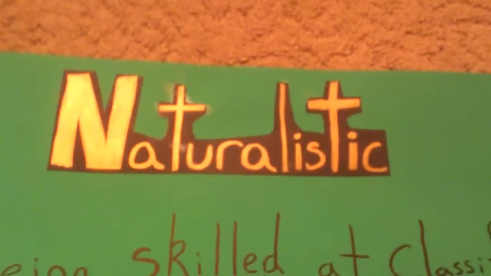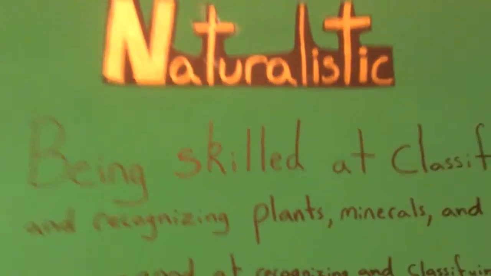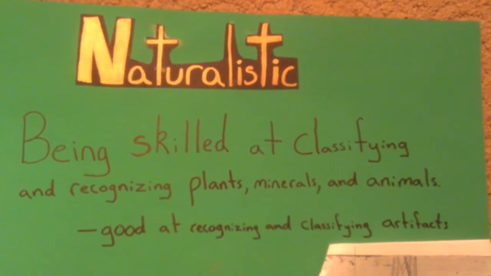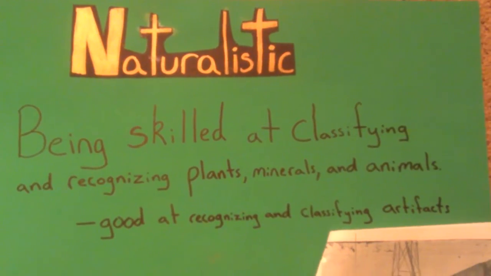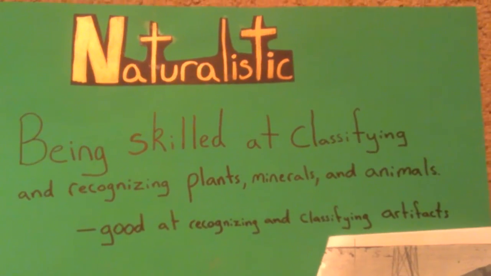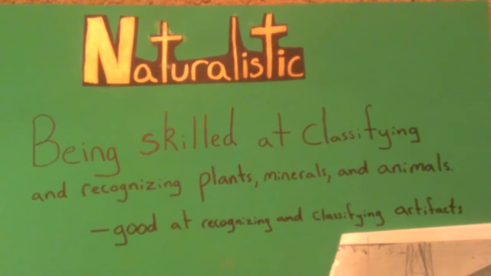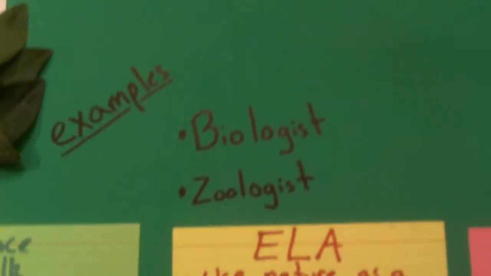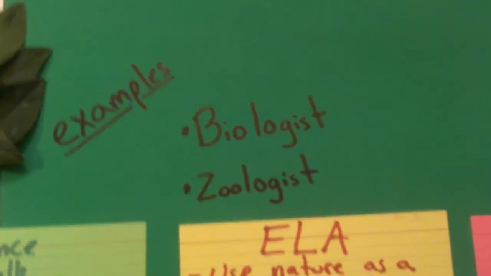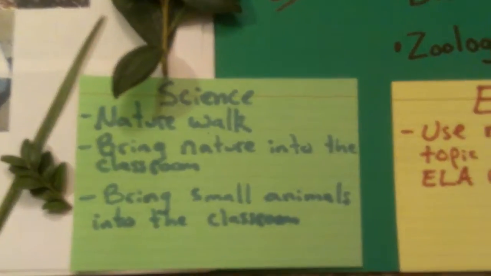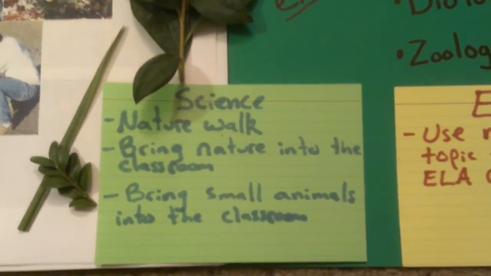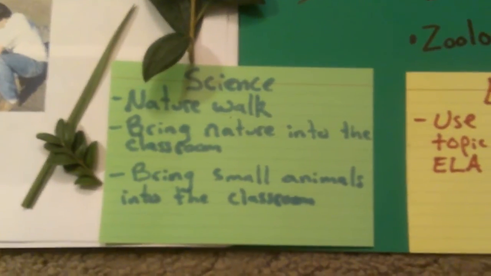And lastly is the naturalistic intelligence, which is being skilled at classifying and recognizing plants, minerals, and animals. They're usually good at recognizing and classifying artifacts, which could include cars or shoes or something like that as well. As far as science, some examples would be biologist or zoologist. As far as science goes, you could take them on a nature walk. If you're unable to go outside, bring the nature into the classroom.